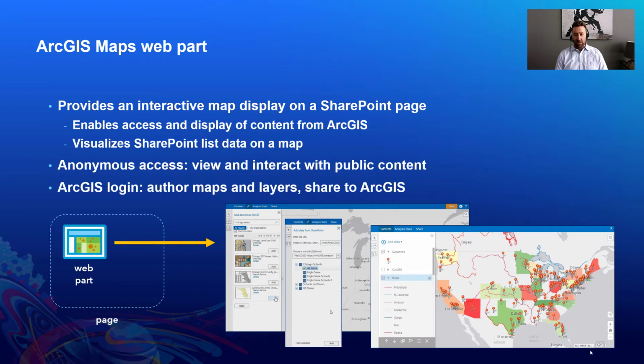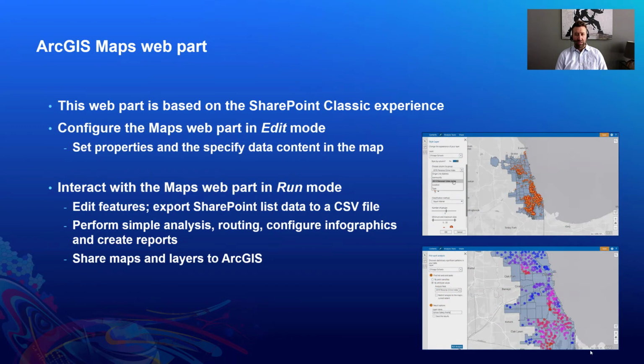Now, the Maps web part, we'll take a look at this here. This is the classic view, and this classic view shows access to content from ArcGIS. We can add layers, we can do some restyling of it. And again, I need to log in if I'm going to be authoring any of these maps and layers, or if I'm going to be sharing some of these layers back to my GIS. But if I'm going to just be viewing and all of the information is public, it's anonymous access, I don't need any other additional permissions.